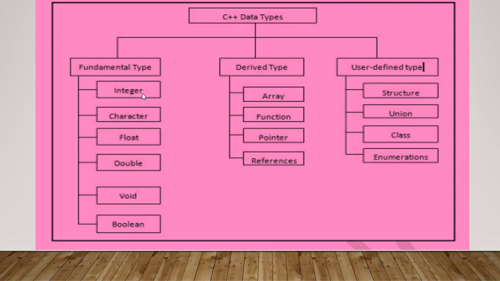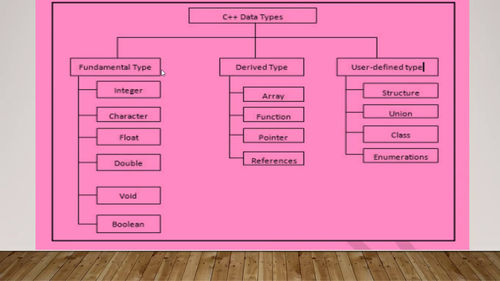Under the fundamental data types, you have integer, character, float, double, void and boolean. Integer contains only whole numbers. Character contains only single characters, always represented by single quotation marks. Float contains both whole numbers and the fractional part. Double is the same as float, but the difference is it takes 8 bytes and float takes 4 bytes of memory. Void is an empty set of values. It does not contain any values and does not return any value. Boolean can take either true or false values.